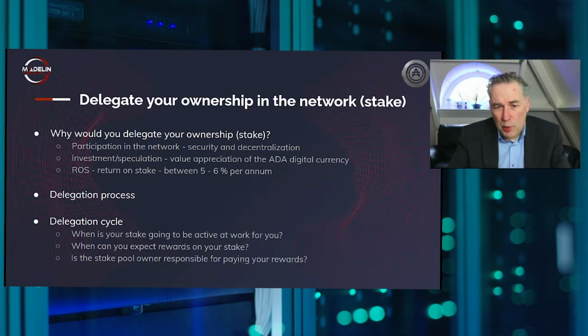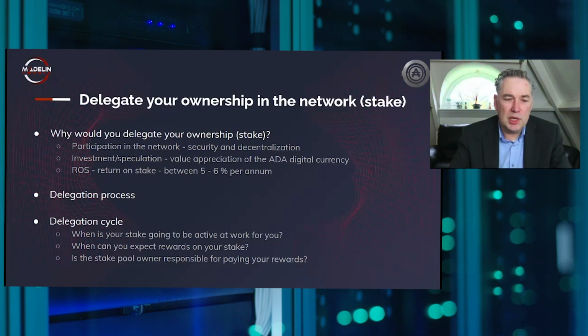So why would you delegate in the stake pool? Well, first of all, participation in the network, securing the network, and supporting the decentralization of the network by having nodes in different locations and by providing a stake pool with a certain amount of stake, you're adding to the decentralization of the network.